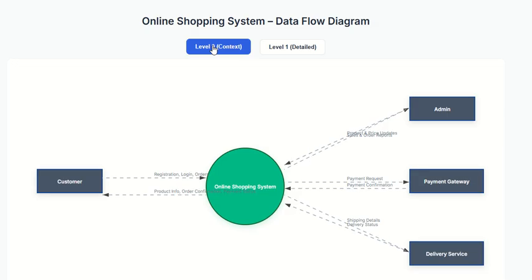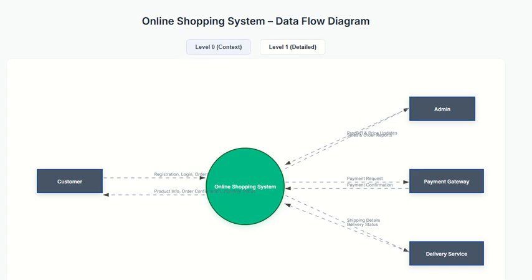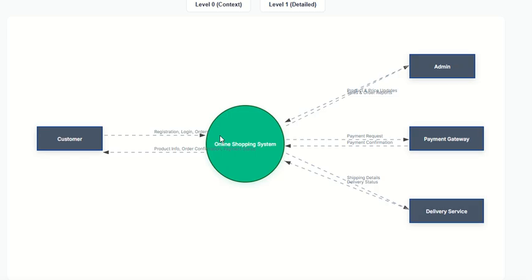This is the level 0 data flow diagram or DFD, also known as the context diagram, which gives us a high-level overview of the entire system and its interaction with external entities. So this is the overview of our level 0 or context diagram. So this diagram shows the whole online shopping system as one single process and highlights how it communicates with the outside world. So the green one, which is the main process, is the online shopping system.